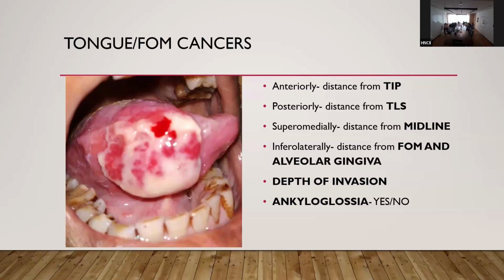This is because there can be involvement of the extrinsic muscles, or there can also be involvement of the hypoglossal nerve. So the neurovascular bundle is involved, which causes fixity of the tongue on one side.